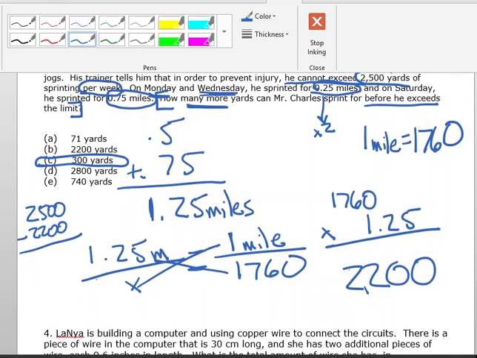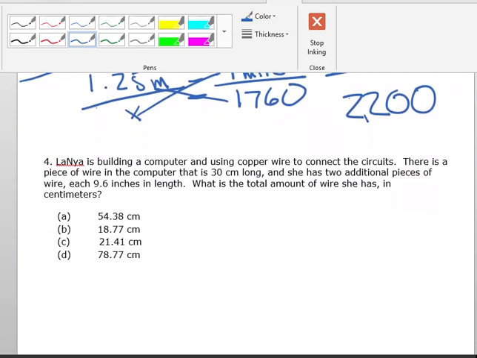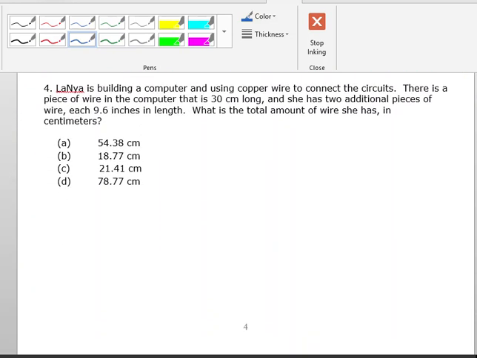Very cool. We're going to do one more together, okay? And then you guys are going to work independently, get your exit ticket done, and we will see how this new computer experiment goes for us. I'm very, very excited. All right, Lanaya is building a computer using copper wire to connect the circuits. There is a piece of wire on the computer that is 30 centimeters long. She has two additional pieces of wire, each 9.6 inches in length. What is the total amount of wire she has in centimeters?